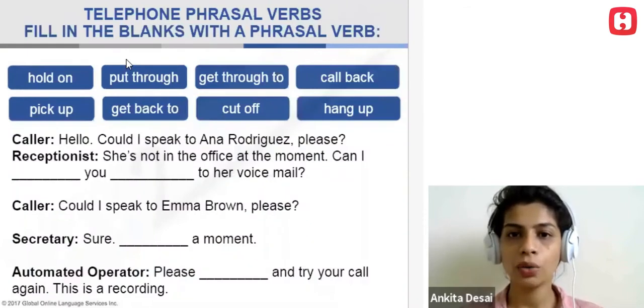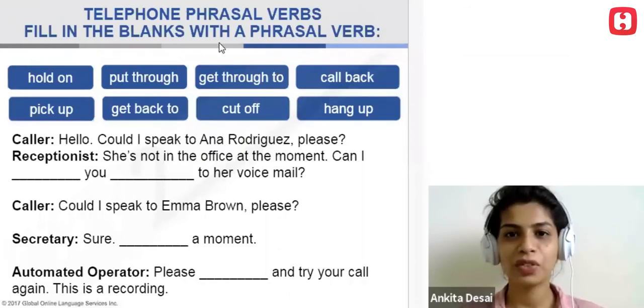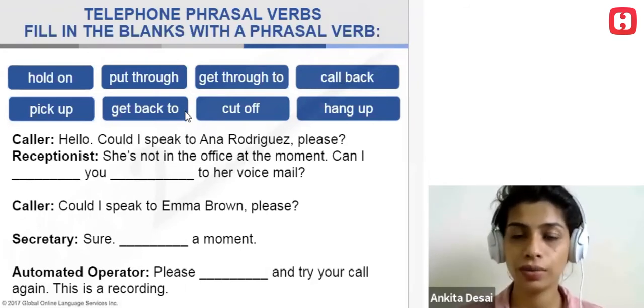All right, now fill in the blanks. Telephone phrasal verbs. Fill in the blanks with a phrasal verb. So these are the phrasal verbs that we learned today. I hope you understood everything and you will be able to answer the questions. So let's start.